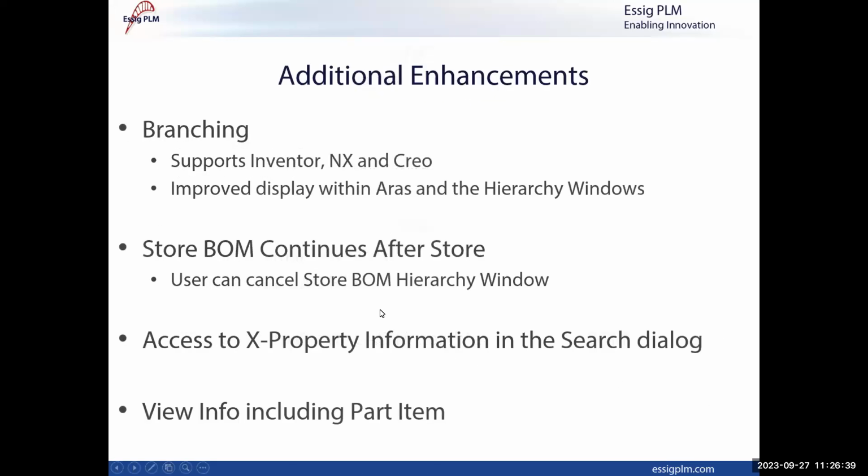There's a whole bunch of other enhancements, branching, and I'll just quickly fly through this. Improvements for the X properties. Now for the store BOM, instead of being prompted, do you want to do a store BOM, you have the ability to say, yep, I always want to do a store BOM. And then view info, including the part item. So if you view info, now you can see the part item. If I have a generic with 5, 6, 20 different part items related to it, such as from the configs, I can see all that in one view.